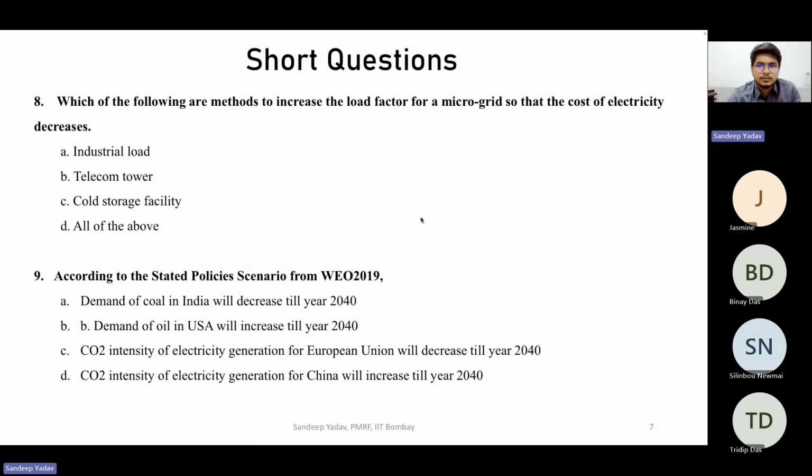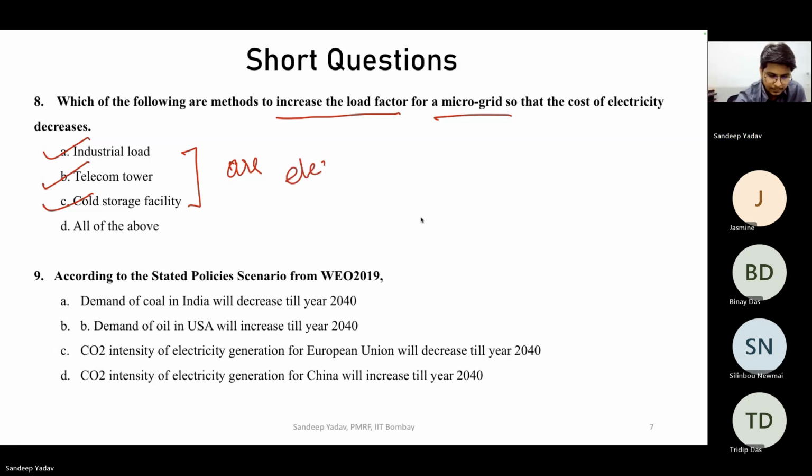To increase the load factor, suppose there's a microgrid and we have to increase the load factor so that the overall cost of electricity will be decreased. So we can vary the industrial load, we can vary the load of the telecom tower, we can vary the load of the cold storage. Why are these three considered? They are electricity intensive industries. So variation in these loads will vary the load factor of a power plant. So that means all of the above will be the right answer.